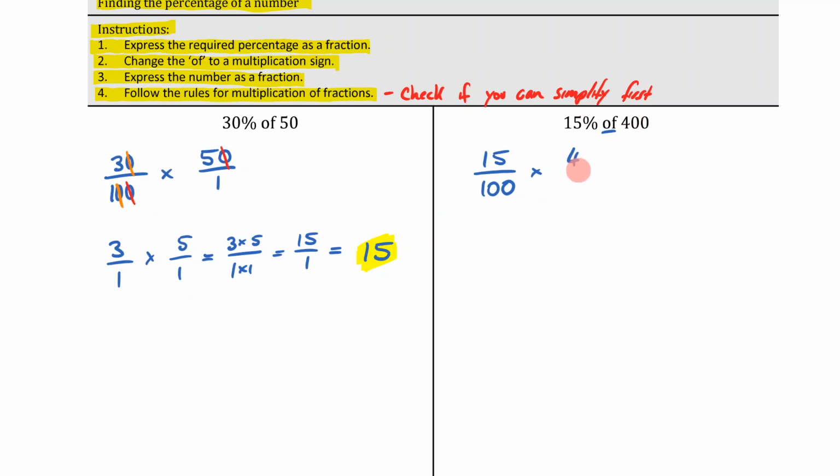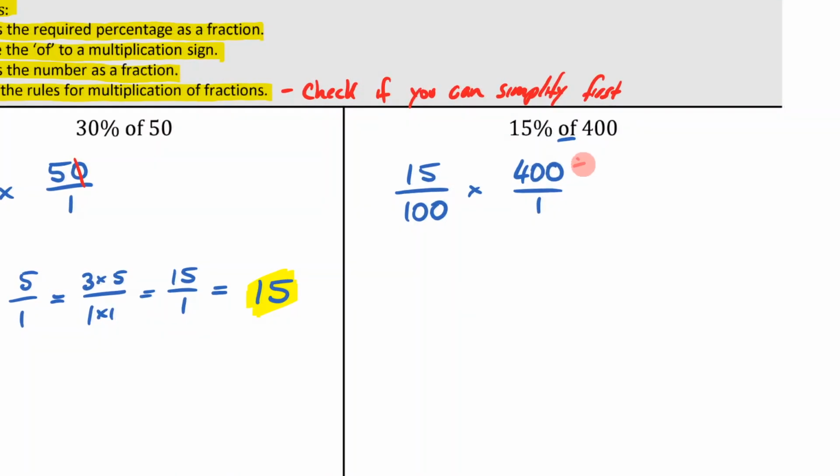And for 400, we turn that into a fraction as well. Then we follow the rules of multiplication, and that's where we simplify first. So in this case, what could I simplify here? Well, I could divide this by 100, and I could divide this by 100.